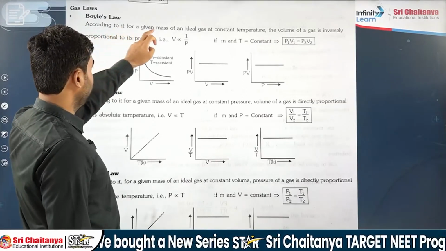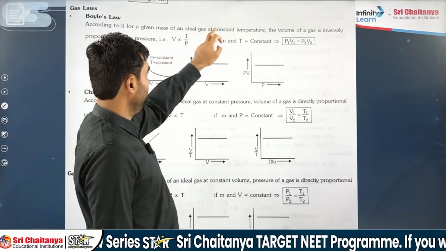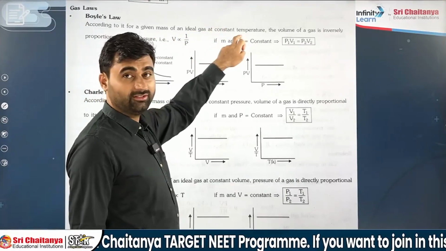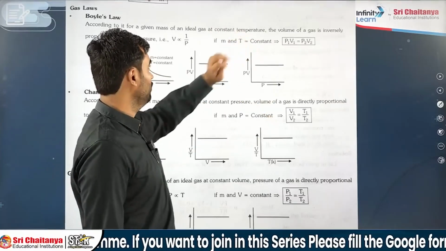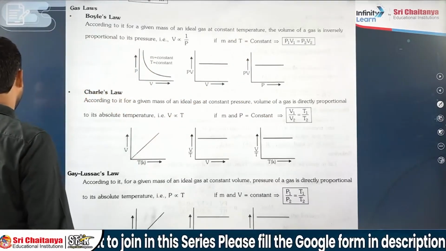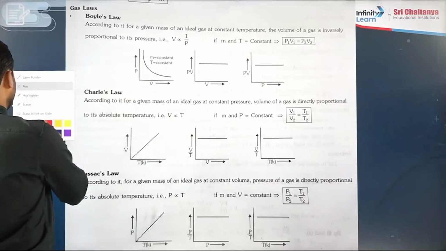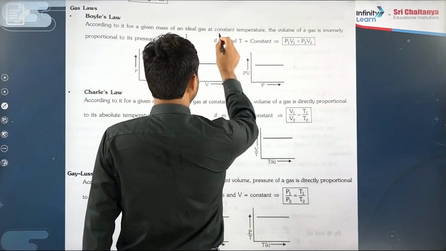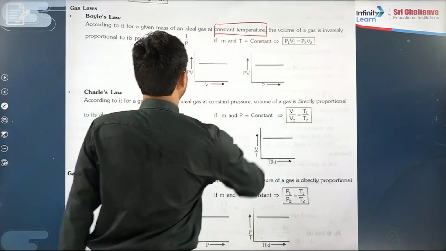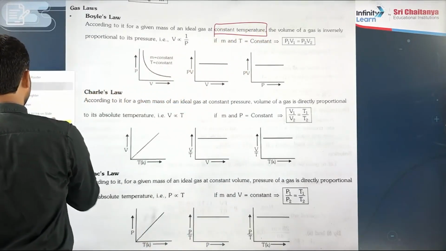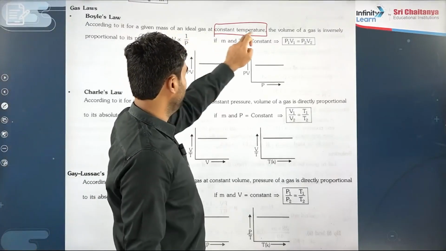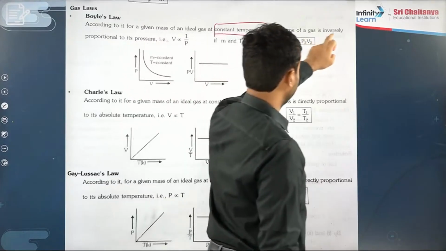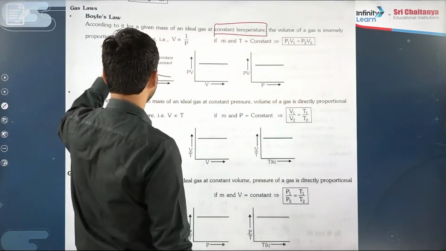According to it, for a given mass of an ideal gas at constant temperature, what is the condition? Constant temperature. What is the key point here? Constant temperature. So this is key point, right? So wherever such type of points are there, these key points you have to underline, right? Constant temperature. Okay, so according to it, for a given mass of an ideal gas at constant temperature, the volume of gas is inversely proportional to pressure.